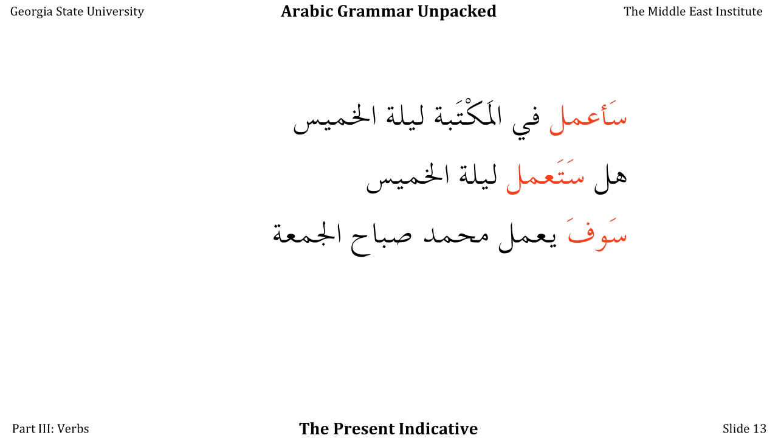So, using the present tense is very simple. We learn the conjugation pattern. We can use a question word before it. We can use qad before it to indicate might or could. We can use la before it to indicate don't. And we can use the prefix sa to indicate the future tense, will do that thing. And those are the uses of what we call the mudari' marfu', or the present indicative.